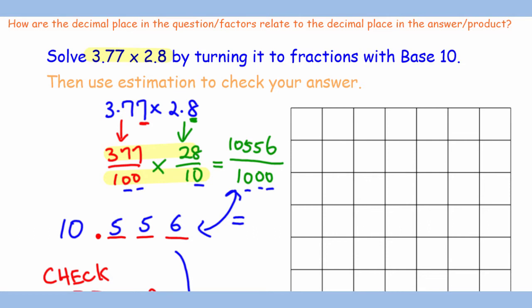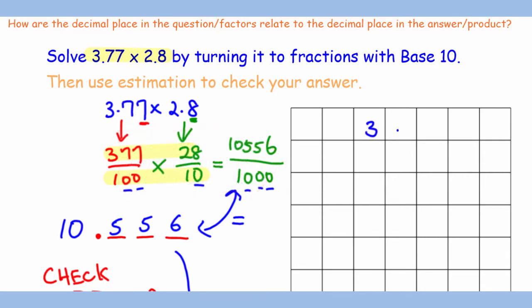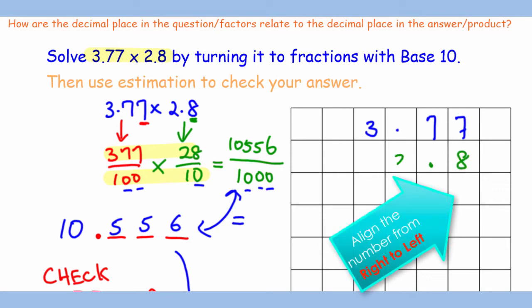Notice how on the right side I've given you grids, which again is the best way to help you sort numbers and stay organized. So, 3.77 times 2.8. When you align the second number, it's very important that you align it from right to left regardless of the decimal point.